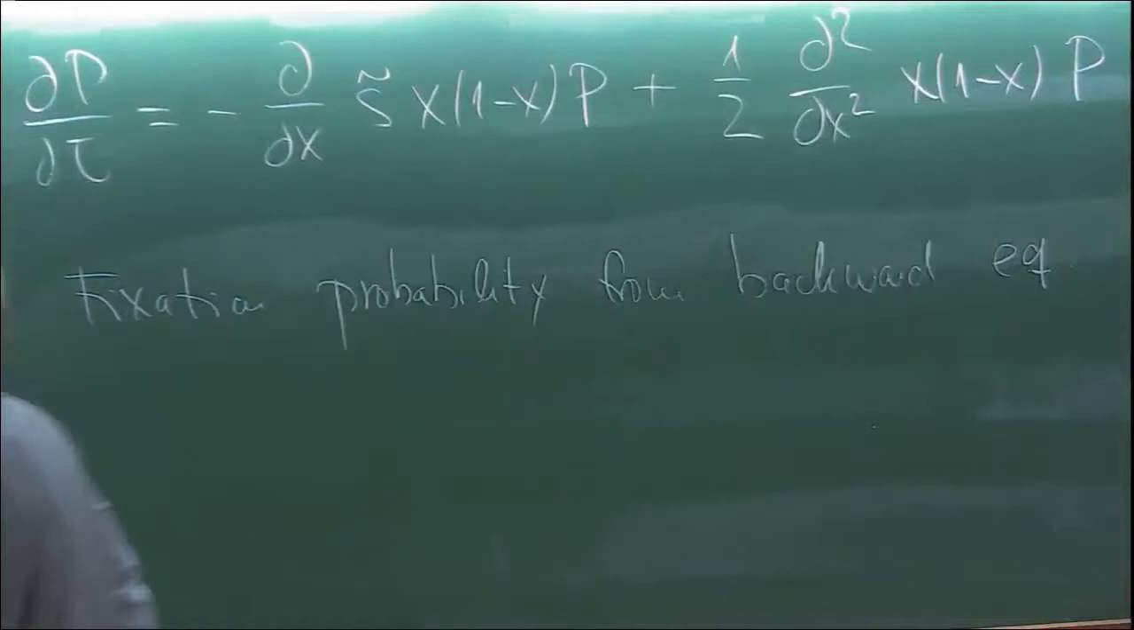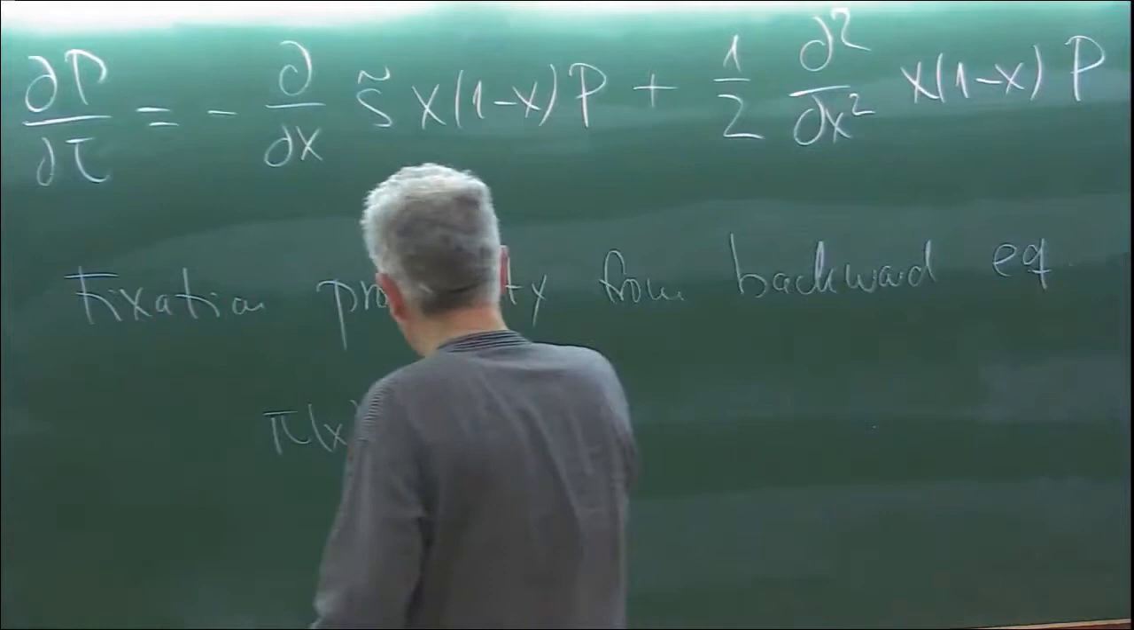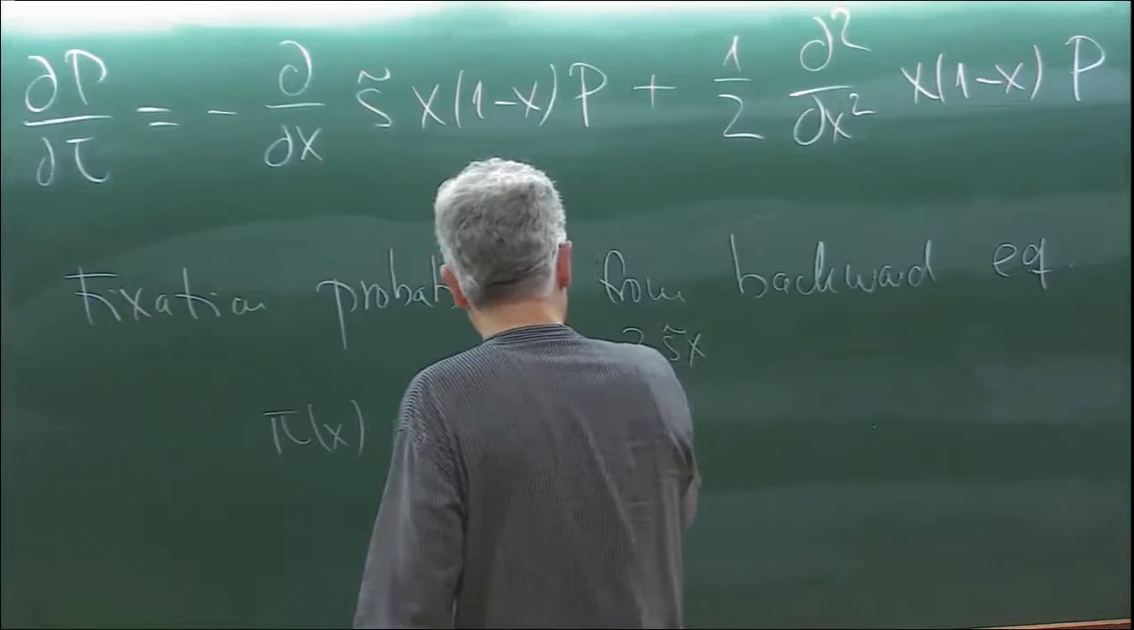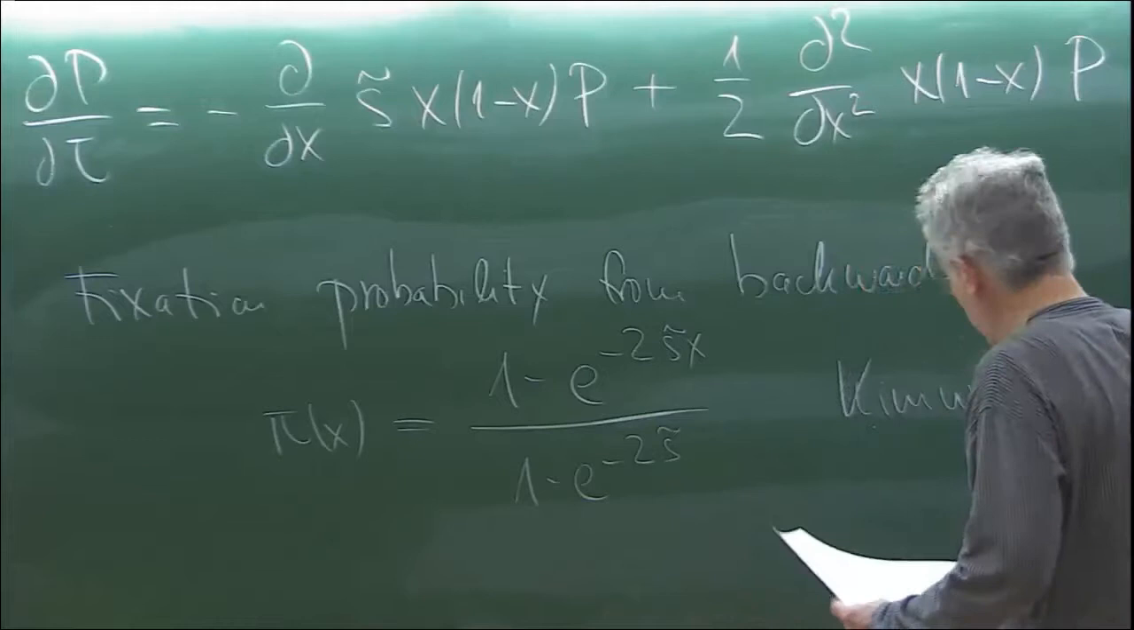I'll just write down the result, because this is a formula that has almost iconic status. I think it's probably the most reproduced result of mathematical population biology. This is now a function of x, where x is the initial fraction of type A. And the formula that you get is this: 1 minus e to the minus s tilde times x, divided by 1 minus e to the minus 2s tilde. This is often called the Kimura formula. It was derived by Kimura in 1962.